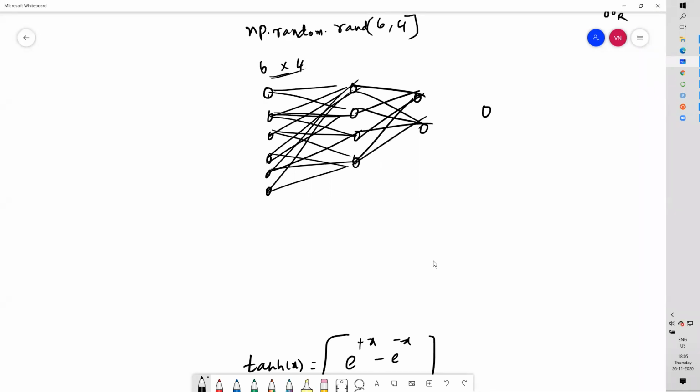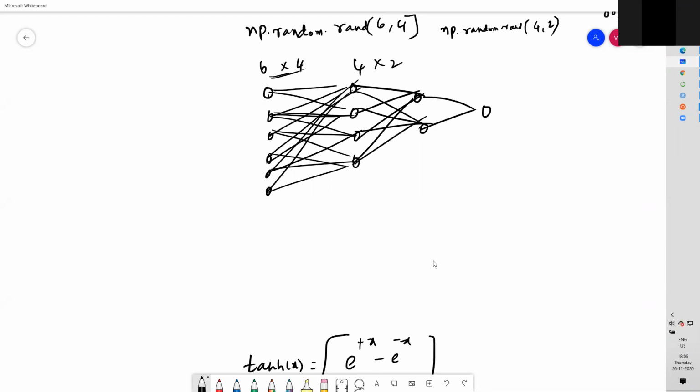is for the second layer. So this is 4 by 2. Here we again need to set weights with np.random.rand of how many we need to generate? 4, 2, that is 4 rows and 2 columns. And from this to this, which is going to be 2 by 1, we need to initialize two weights here. So np.random.rand of 2, 1. So this is the initialization part.